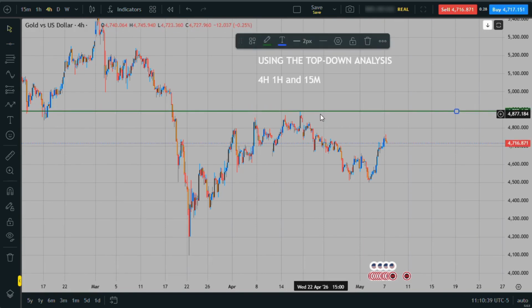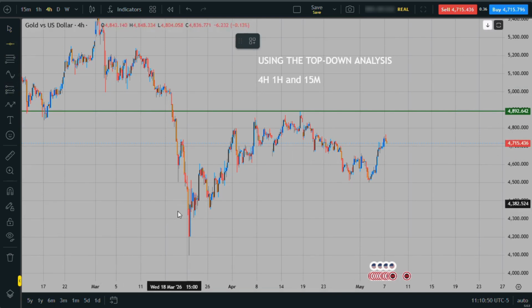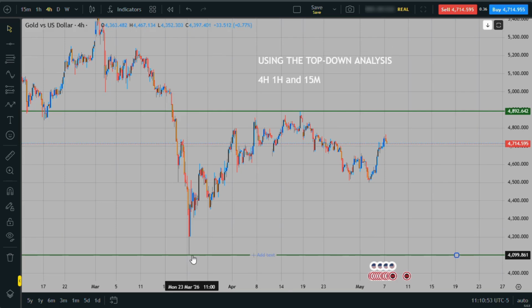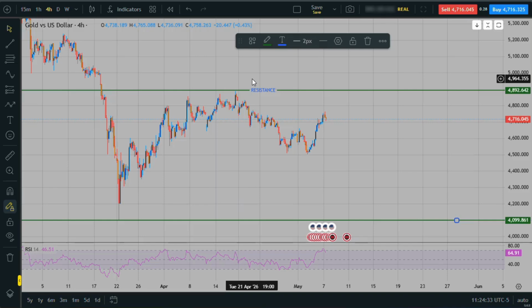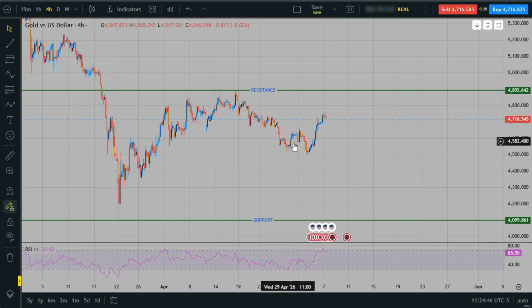So the 4-hour time frame, I use it to get the direction of the market, where the market is going within a day. I'm an intraday trader, so I would love to know all that. So I draw my support and resistance. My resistance here, my resistance there, and my support here, my support line here, and not to forget my bar.